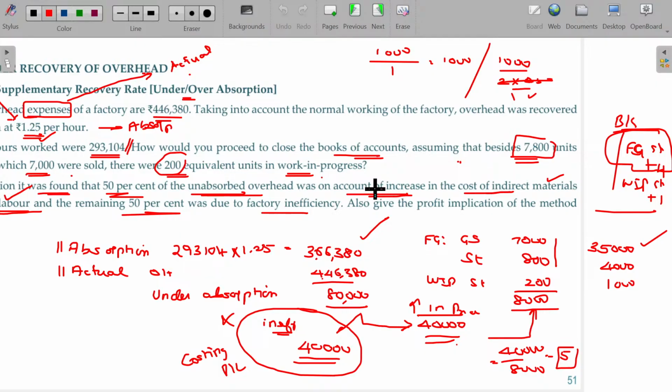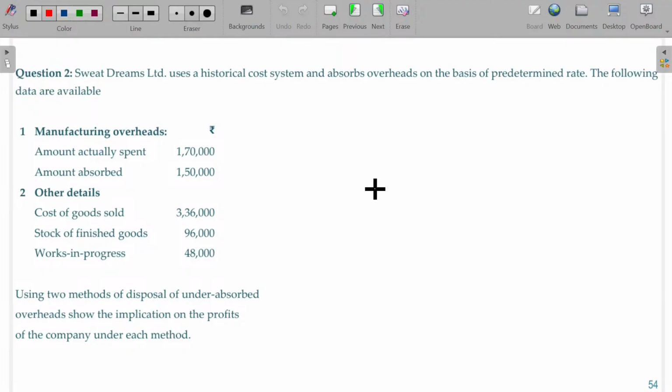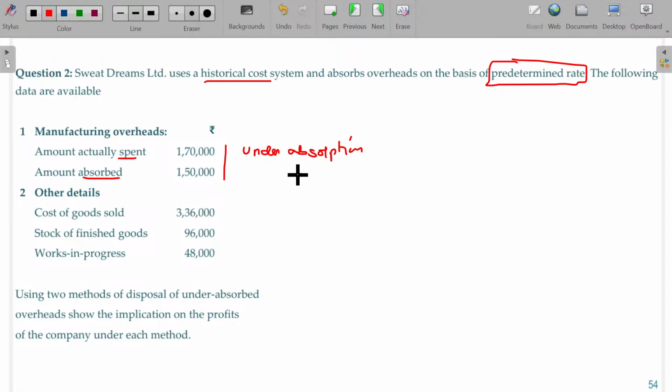Shall I move to the next one? Now, Sweet Dreams Limited uses historical cost system and absorbs overhead on the basis of predetermined rate. The following data are available. Manufacturing overheads, amount actually spent, absorbed. Naturally, what happens? The difference between these two will be called as under or over absorption. Absorption is lesser, so the value will be called as under absorption. Under absorption means we'll add this value to the cost to recover it from the customers.